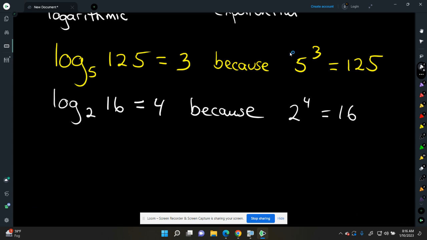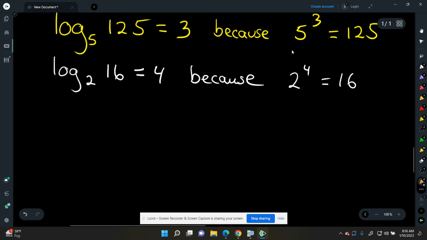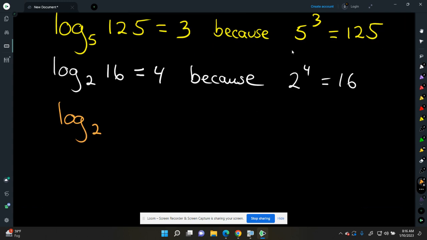Who has a question about that? How about giving me a fist of 5? Okay, good, excellent. Okay, well, here's a more challenging one. How about log base 2 of 1/4? Are you ready?